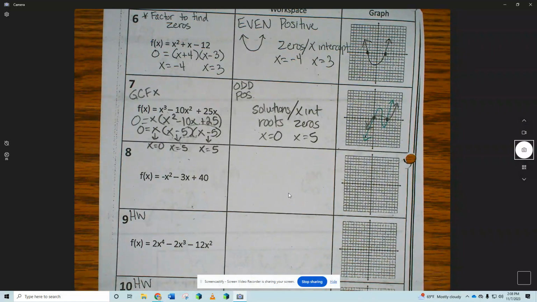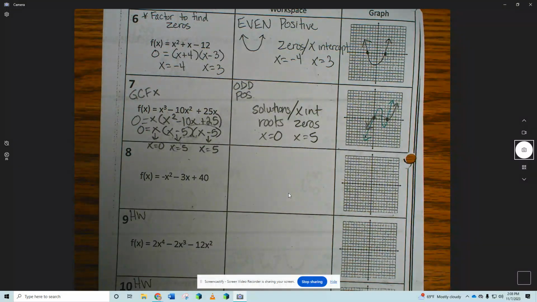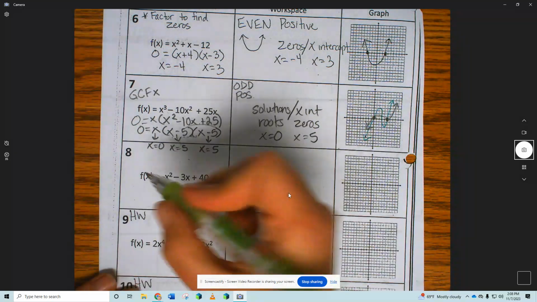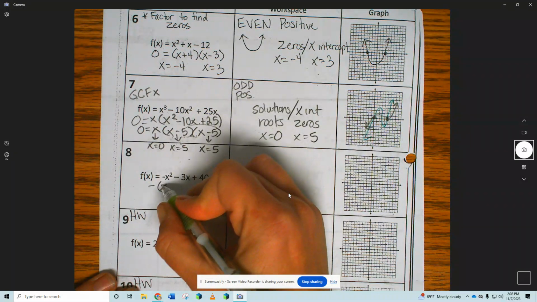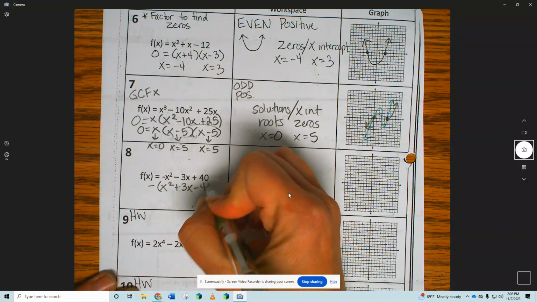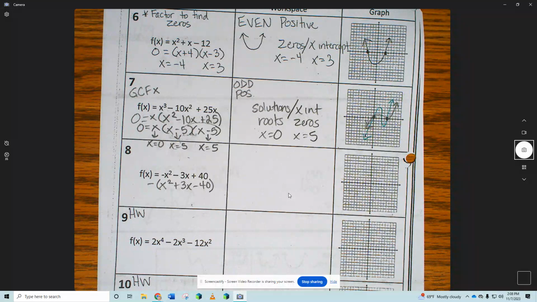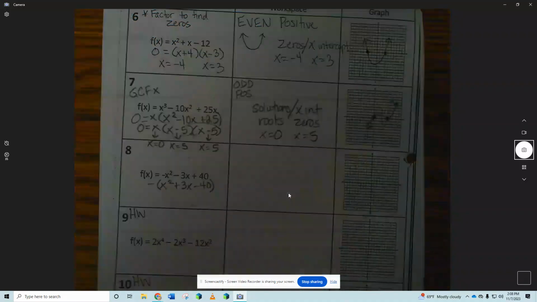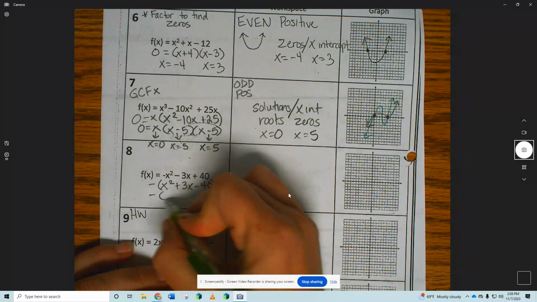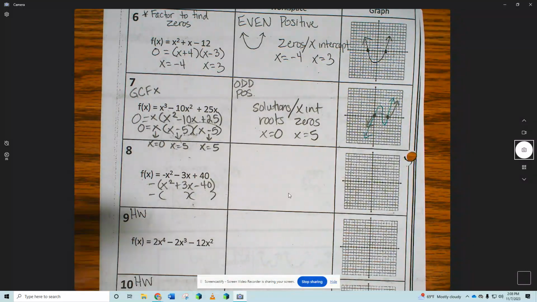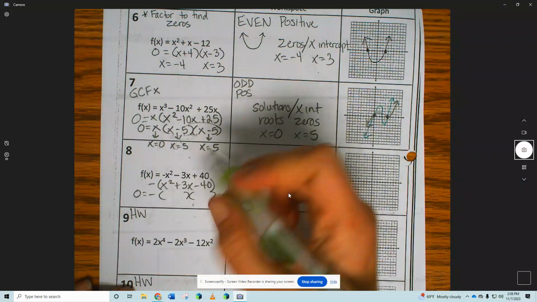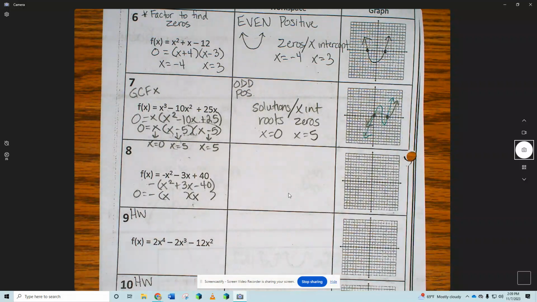Number 8. Oh, there's a problem with number 8. What don't I like about number 8? You've already helped, Bradley. Yes, whoever said the word negative is right. Please GCF out the negative. Change the signs of everything inside. And now factor it. Something that multiplies to make 40 and adds up to positive 3. So obviously, x squared is made from x times x.